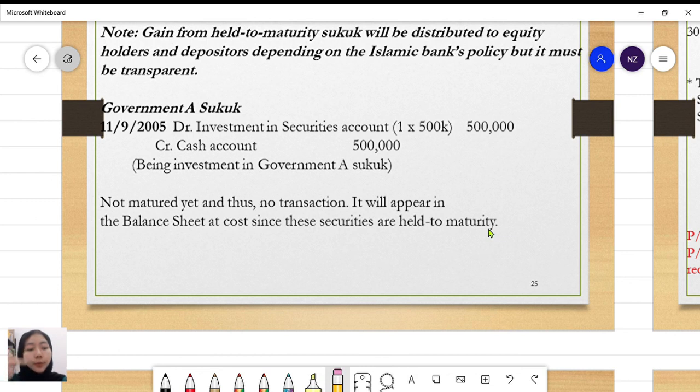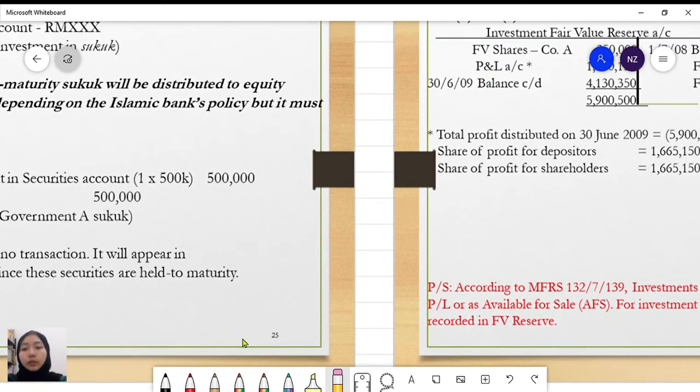Kalau in terms of profit tak akan direcord selagi tak habis maturity date, betul tak? So untuk government A ni, dia punya maturity date dia is on bulan tahun 2020 di sini. So dia macam not matured yet lah kan. So that's why kita just record dia punya investment in securities account sahaja. Itu sahaja. Nah, itu baru A.